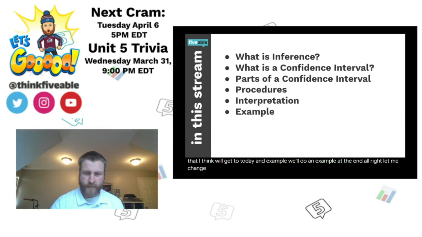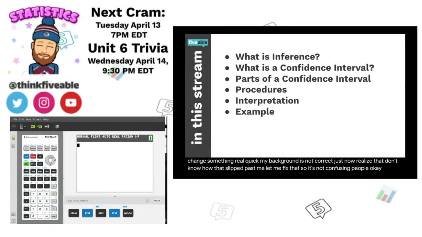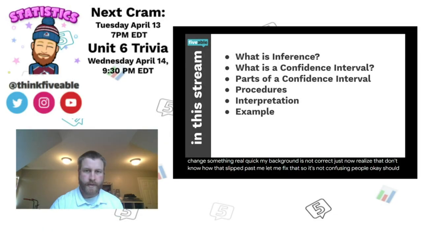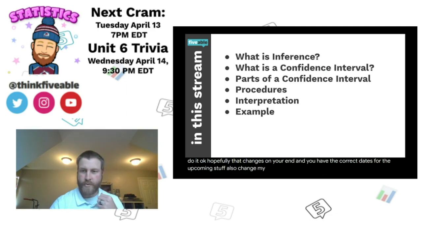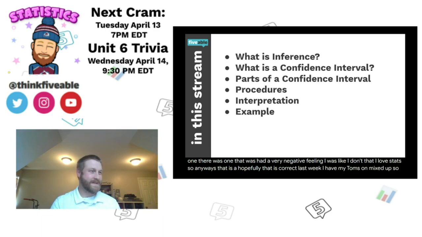All right, let me change something real quick. My background is not correct. I just now realized that. Don't know how that slipped past me. Let me fix that so it's not confusing people. That should do it. Hopefully that changed on your end and you have the correct dates for the upcoming stuff. I also changed my Bitmoji to express how I feel about statistics. I like that one. There was one that had a very negative feeling, and I was like, no, I don't want that. I love stats. Last week I got my time zones mixed up, so hopefully this is a lot better.